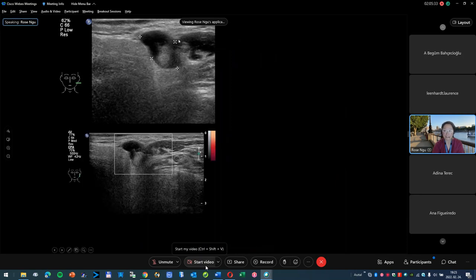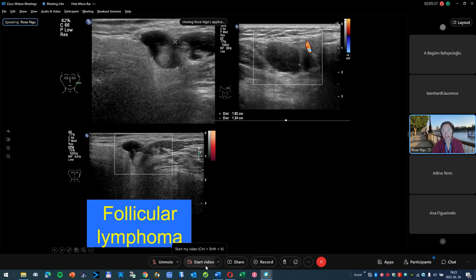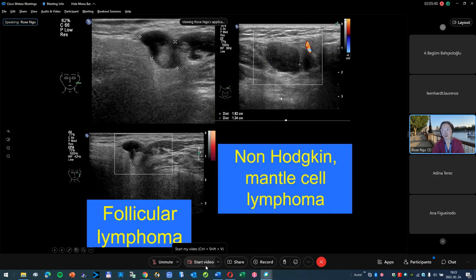Again here, a lymph node, avascular. This is a follicular lymphoma. This is another one, a non-Hodgkin mantle cell lymphoma. So they can be in the parotid gland.